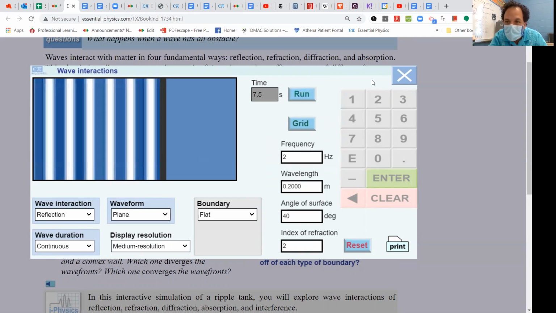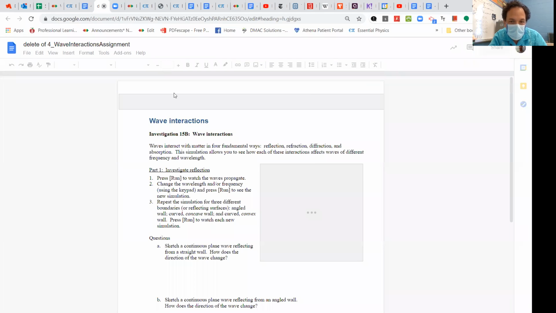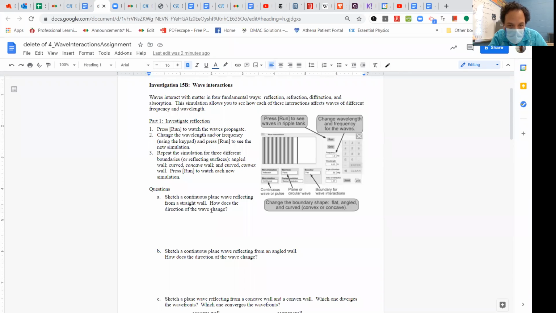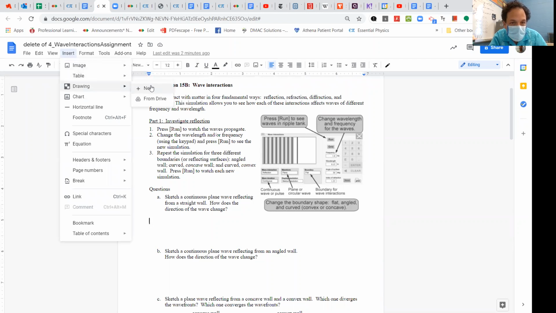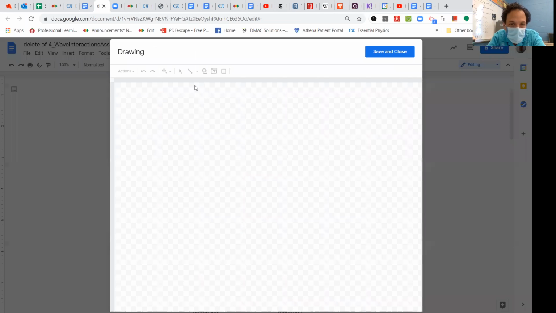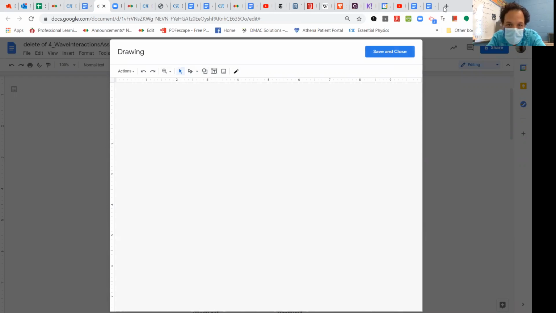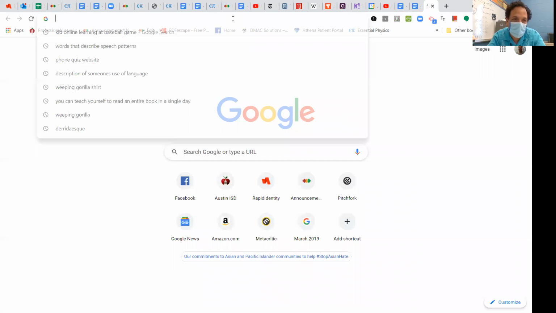So how would we draw that? Let's see. Sketch a continuous plane wave reflecting from. Okay, so we're going to do an insert drawing, and then here you can play with scribble. Actually, I might like whiteboard fox better to draw.